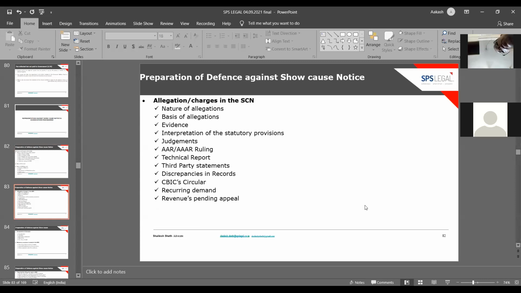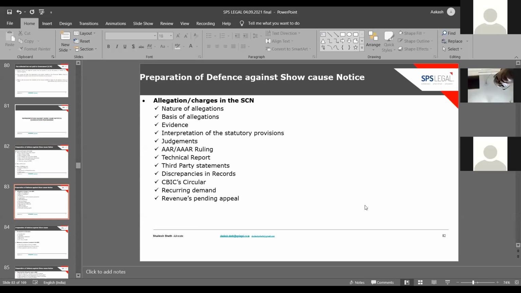There will be allegations on merit and there will be allegations relating to the extended period of limitation, for instance, where the evidences will differ. On merit, there will be a particular set of evidence. For the limitation period, there will be another set of evidence. Then there can be an interpretation of a statutory provision, and how the department has interpreted a particular provision so as to sustain their allegation.